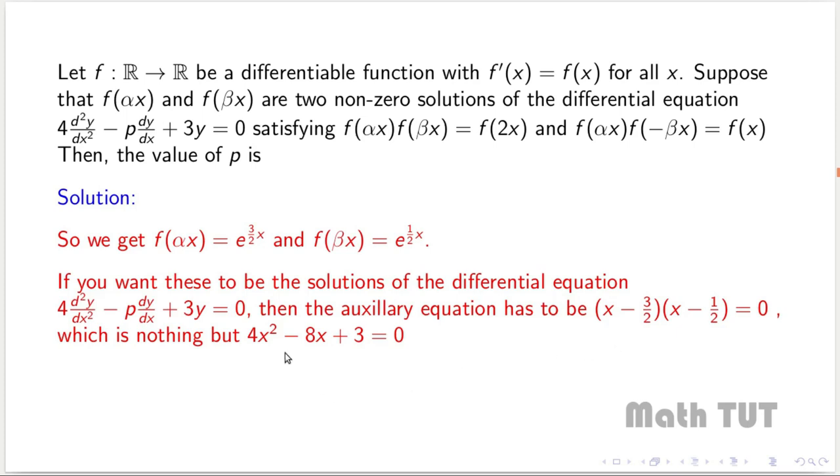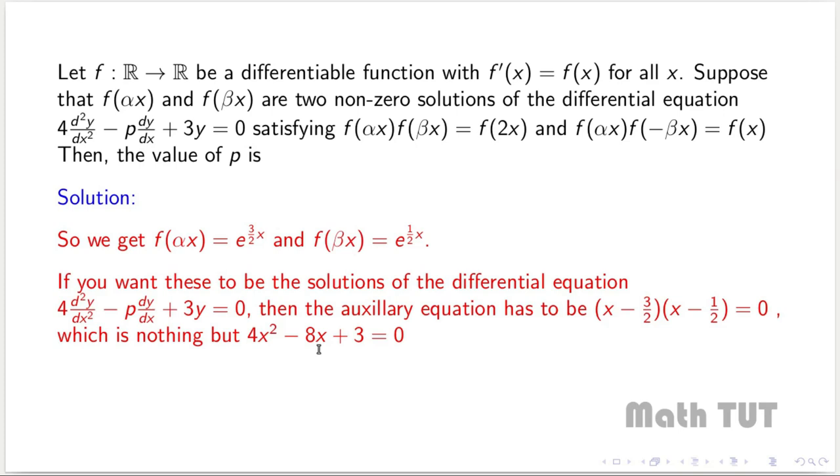So that means this is nothing but the auxiliary equation for this differential equation, for some f satisfying all these conditions. So what we get is that p has to take the value 8 for such an f to exist. So the answer is actually p is equal to 8.